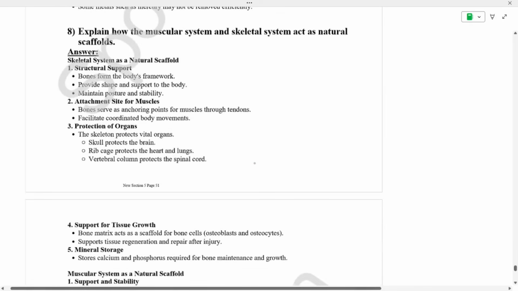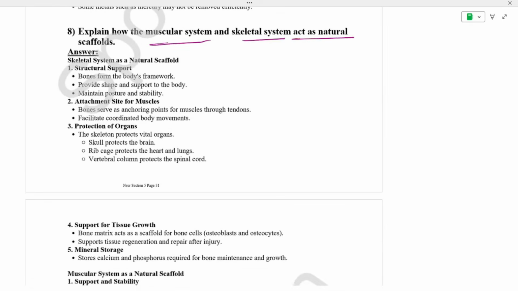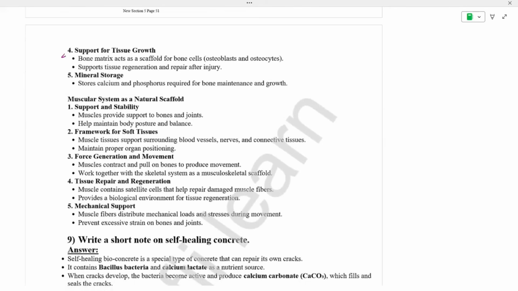And another question is based on the muscular system and skeletal system as natural scaffolds, which are used for structural support, that is the skeletal system, attachment sites for muscles, protection of organs, support for tissue growth, mineral storage and all.